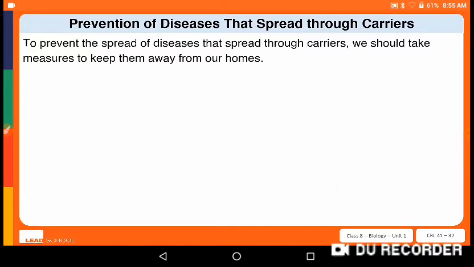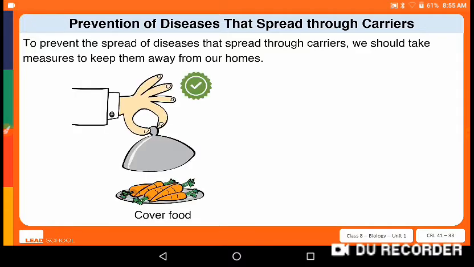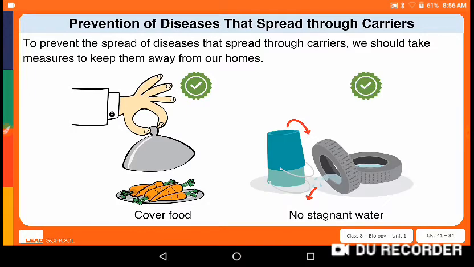To prevent the spread of diseases that spread through carriers, we should take measures to keep them away from our homes. We can do so by covering our food so that houseflies are unable to contaminate it. Mosquitoes breed in water. We can avoid mosquitoes by making sure that no water collects anywhere.